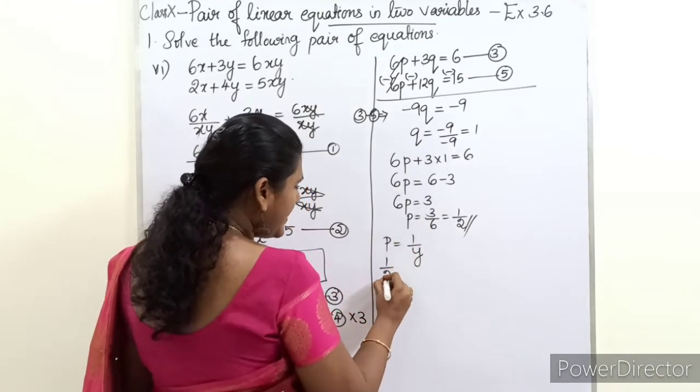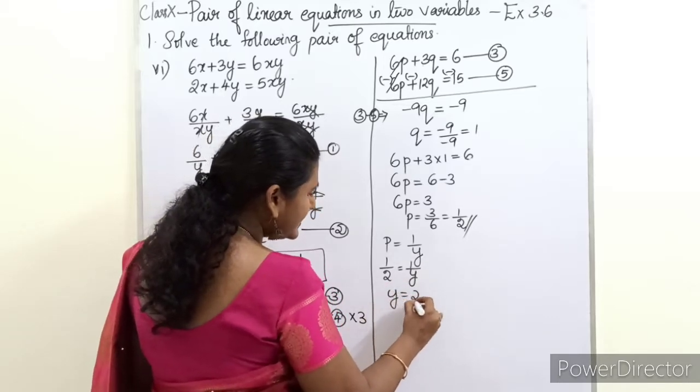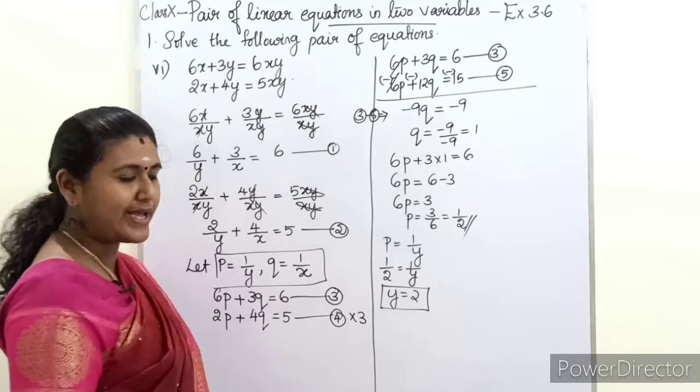So here we got p as 1 by 2. So 1 by 2 is equal to 1 by y. So y is equal to 2. So you will get the value of y as 2.